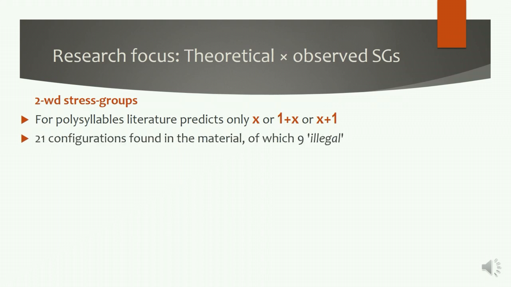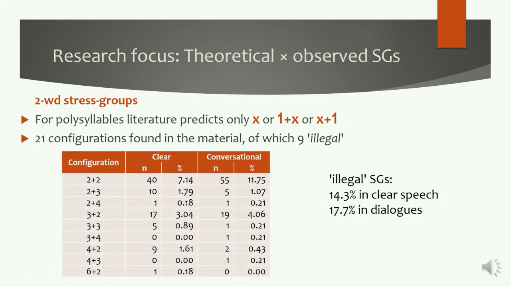So there were 21 configurations of two-word stress groups in our material, but 9 of those were illegal. They were not of the form x or 1 plus x or x plus 1. And this is the overview of those. And it can be seen that these illegal stress groups made 14.3% in clear speech and almost 18% of all the stress groups in dialogues.